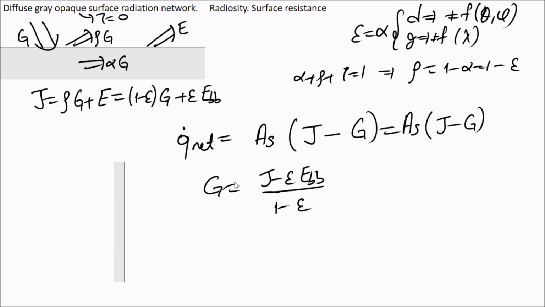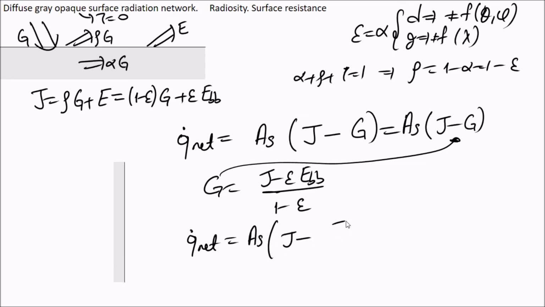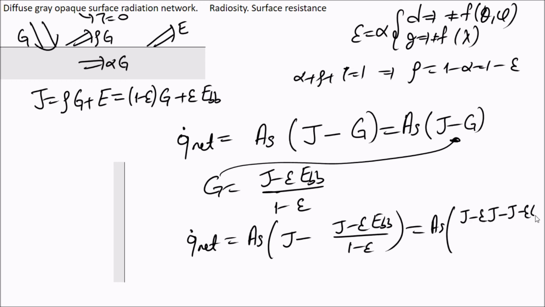And I will replace this G back to here to get the net heat transfer from the body and also the radiation network. So it will be that surface area multiplied with J minus epsilon into E black body, divided by 1 minus epsilon. Okay. And from here you will get A_S multiplied with J minus epsilon into J minus again J minus epsilon into E black body. It should be positive because you are subtracting, and divide by 1 minus epsilon.